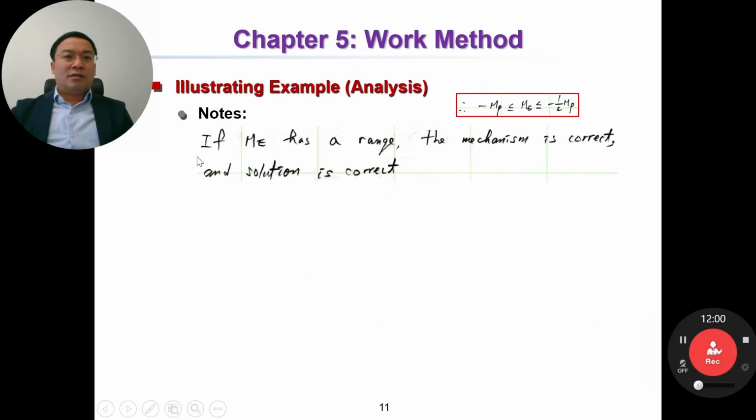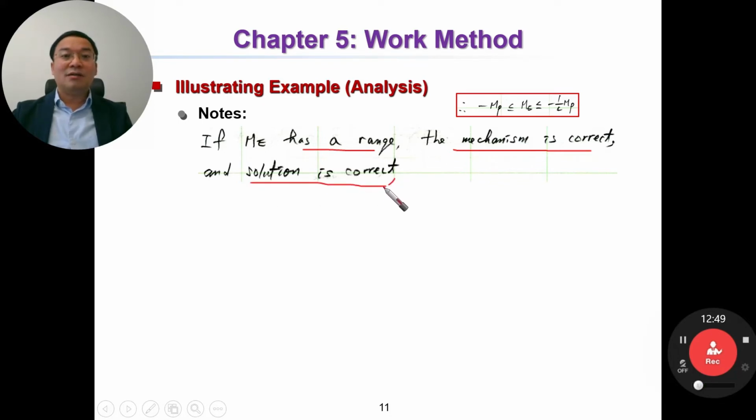It is noted that if ME has a range, ME has redundance. It means if the redundance of the solution has a range, then the mechanism is correct, and the solution is correct. Again, if our redundant has a range, then the assumed mechanism is correct. It means the solution is correct.